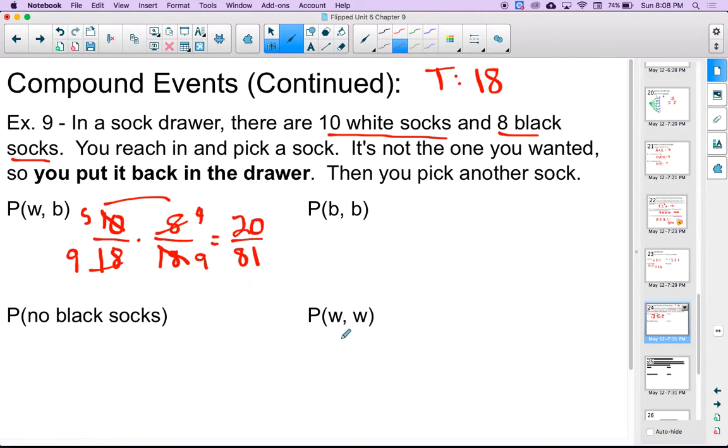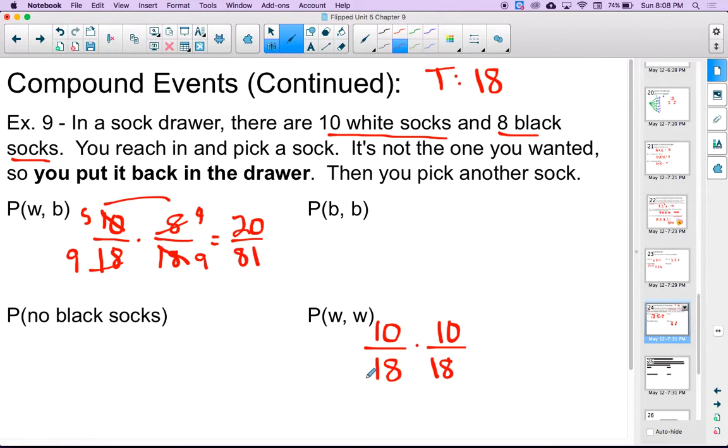Let's look at one more of these. How about white sock, white sock? What's the probability of getting a white sock, putting it back, and then getting another white sock? So there are 18 socks in all. 10 of them are white. Put my sock back. There are 18 socks in all. 10 of them are white.